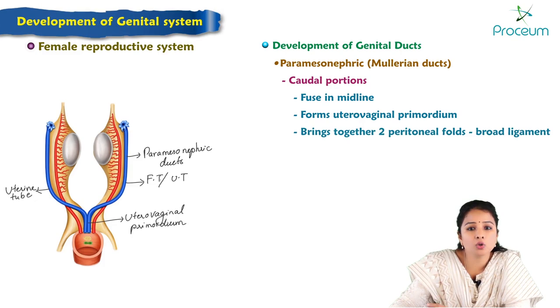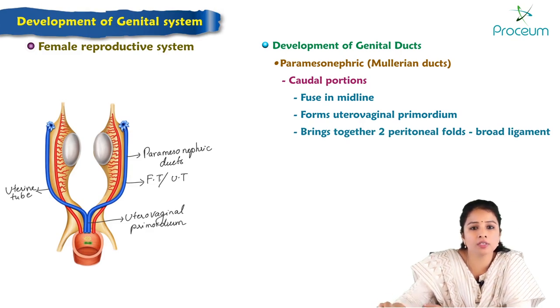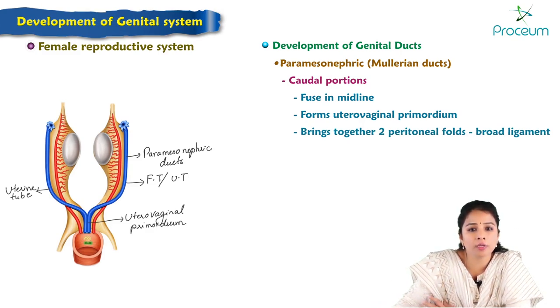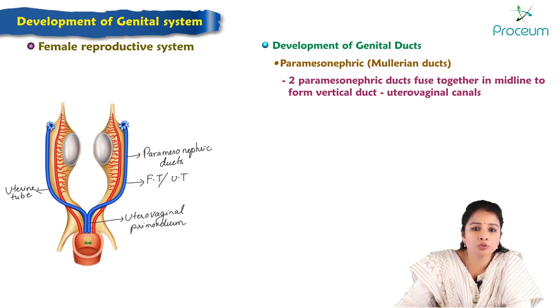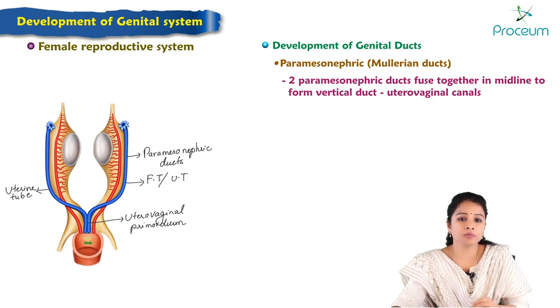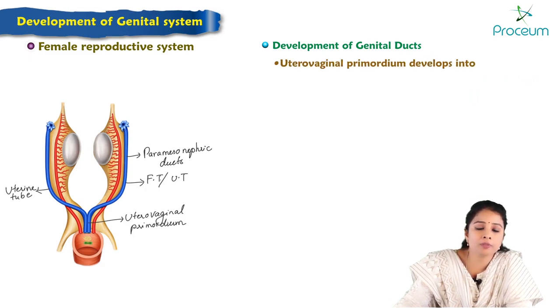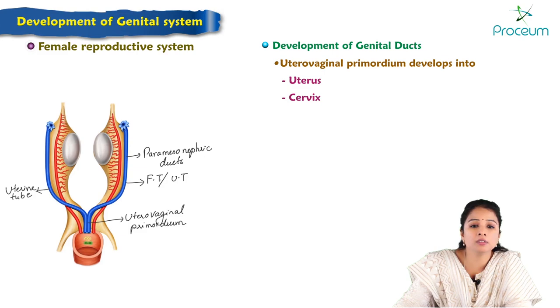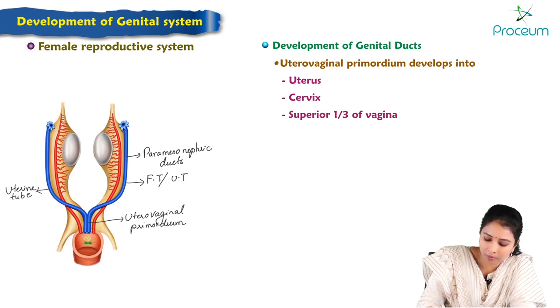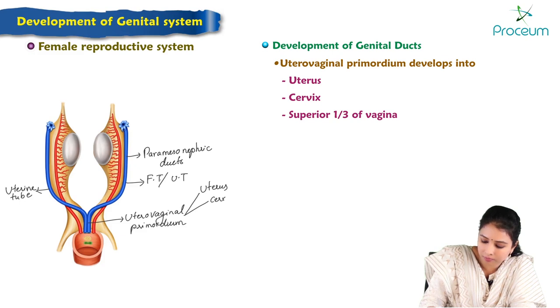And thereby bringing two peritoneal folds together, called the broad ligament. So on each side of the uterus, we see the broad ligament because of bringing the two peritoneal folds together, and thus the two paramesonephric ducts fuse together in the midline to form a vertical duct which is called the uterovaginal canal. And the uterovaginal primordium develops into uterus, cervix and the upper one third, that is the superior one third, of the vagina. So the uterovaginal primordium gives rise to uterus, cervix and superior one third of vagina.